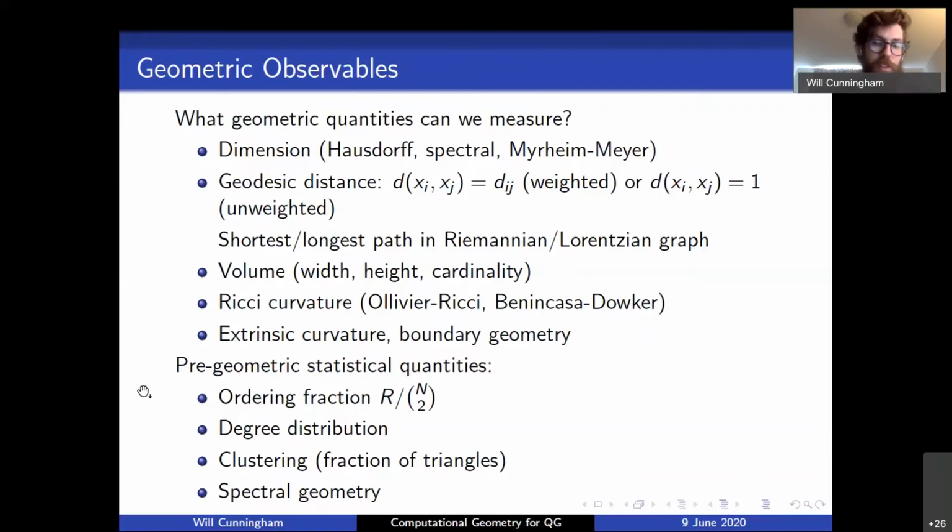We can also look at spectral geometry. This simply means that we're looking at the spectrum of the adjacency matrix, of the Dirac operator on such graphs, the D'Alembertian. Basically, there's a whole other field of study of spectral geometry, so I don't really want to focus too much on that.